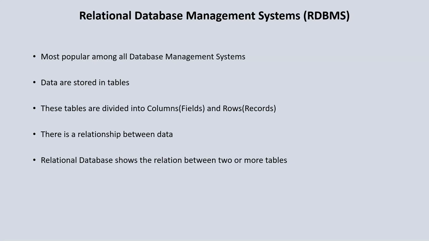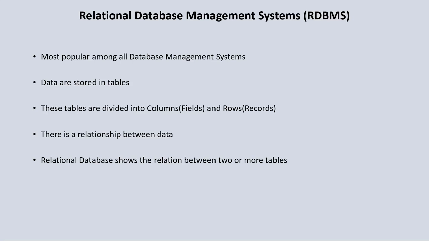Relational database management systems are the most common of all database management systems, and you'll find that most databases used in business are relational databases. Data are stored in tables in a relational database management system. And these tables are divided into columns, which are also referred to as fields, and rows, which are the records.